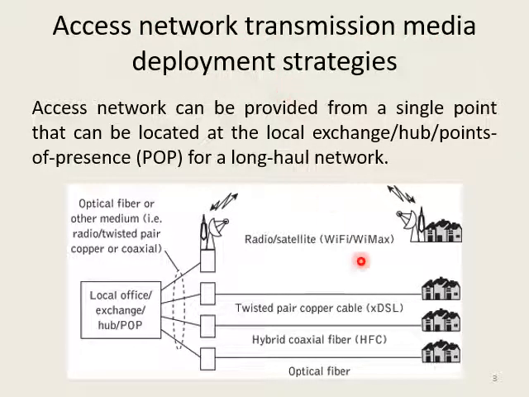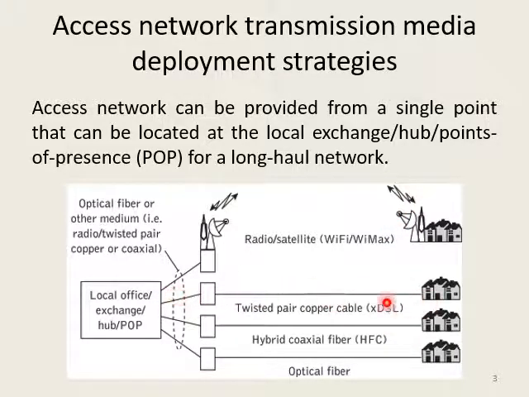There should be the existence of an office, or exchange as we can also call it. So the access network can be provided from a single point, which can be located at the local exchange or hub or point of presence, that is POP. All are the same: either local exchange or local office or hub, or also point of presence, POP, as we can call it for any particular network. So this is the initial point where it needs to be connected, and this is inside the user point terminal, where the access network is going to be connected.